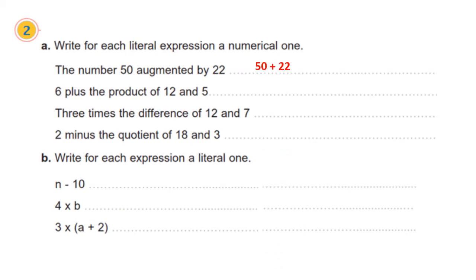6 plus the product of 12 and 5. So I'm already multiplying 12 times 5. Then I'm adding 6 to this product. So it's 6 plus 12 times 5.